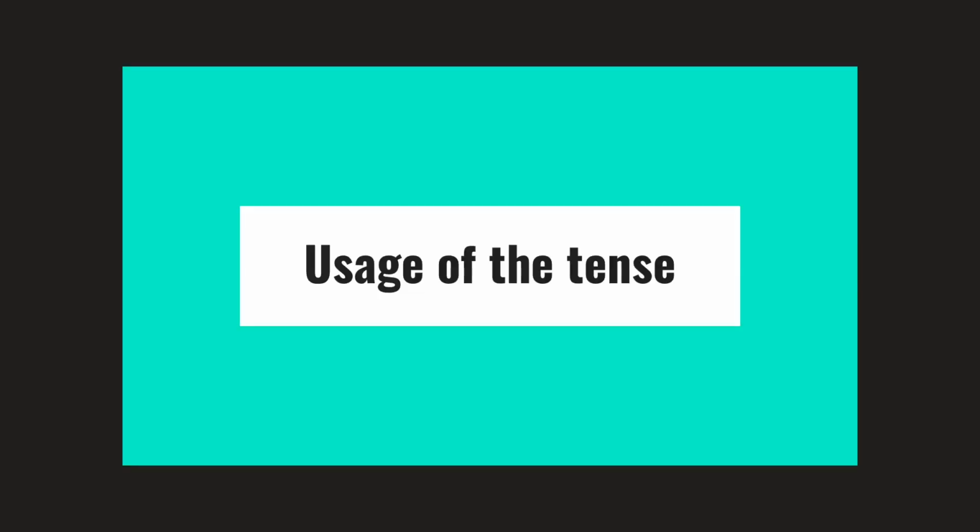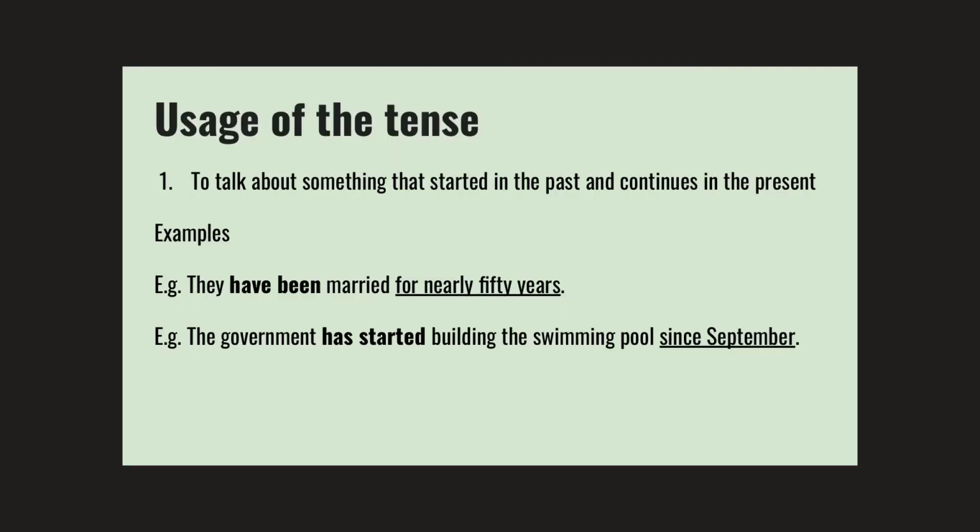Alright. So now we're going to put examples into the functions. So let's have a further understanding of how to use the tense. For function 1, we use present perfect tense to talk about something that started in the past and continues in the present, right? In example 1, they have been married for nearly 50 years. Example 2, the government has been building the swimming pool since September. In both of the examples, you can see the present perfect tense is comprised of has and have, and then the past participle of the verb.